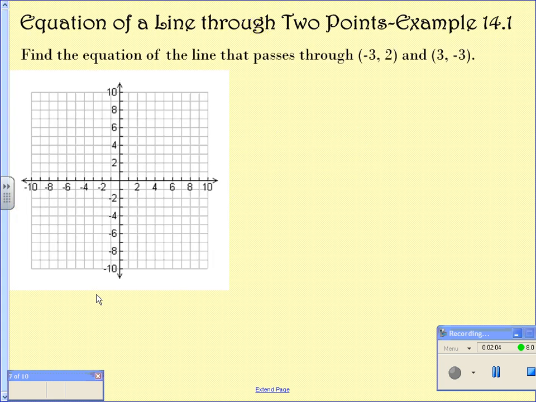All right. So we want to find the equation of the line that passes through those 2 points. Negative 3, 2, and 3, negative 3. So what was the first step? All right. So how are we going to graph it? Okay. You agree? And then I draw my line. That makes sense. Step 2 was to do what?